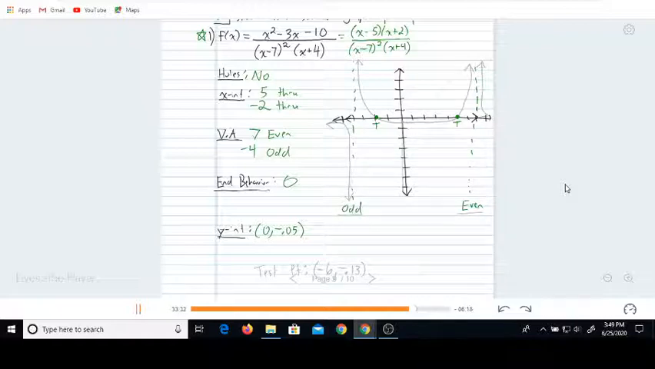And what we need to do now is plug in a test point, because I need to know if it's going to start in quadrant 2 or quadrant 3. So let me go ahead and plug in, say, negative 6. If I plug that point in, stand by, let me go on and compute that.